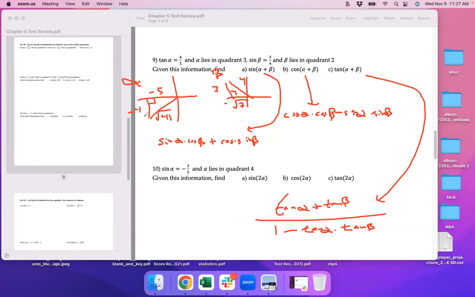So sine alpha, that's easy. That's negative 4 over root 41. Cos beta is negative root 7 over 4. Then cosine alpha, and I didn't really show that very well. Cosine alpha is negative 5 over root 41. And sine beta is 3/4. So you get 4 root 7 minus 15 all over 4 root 41.